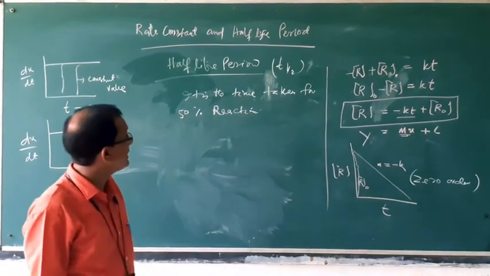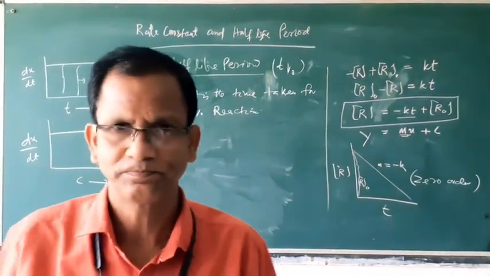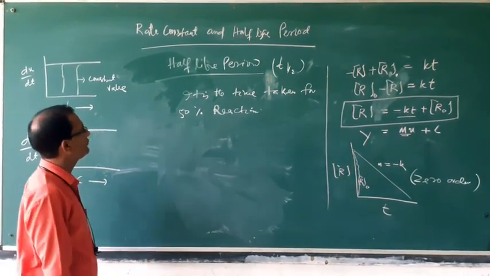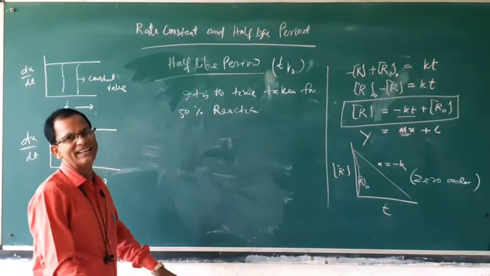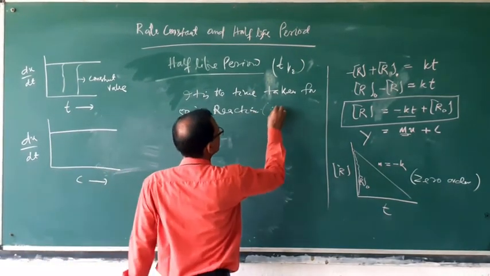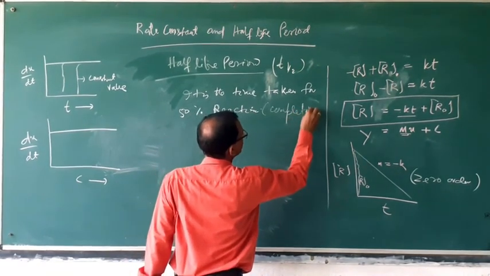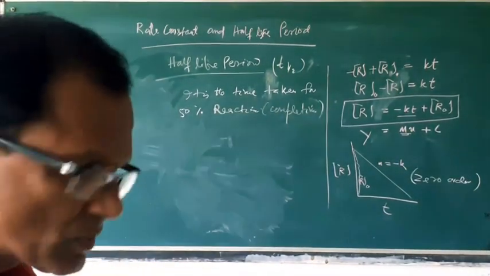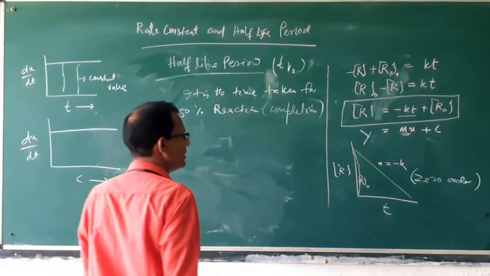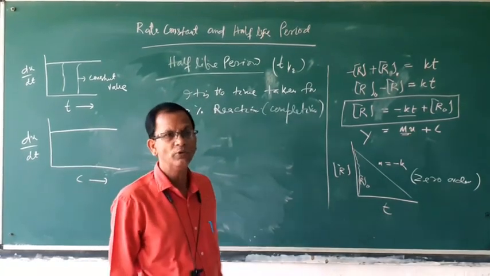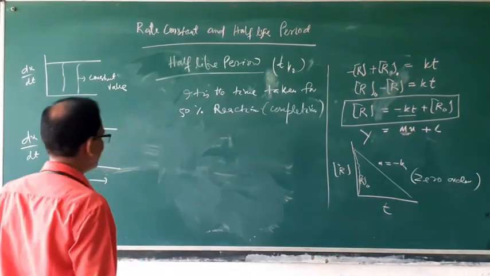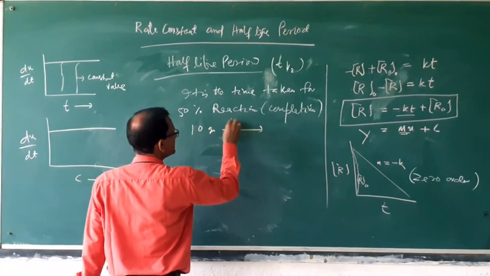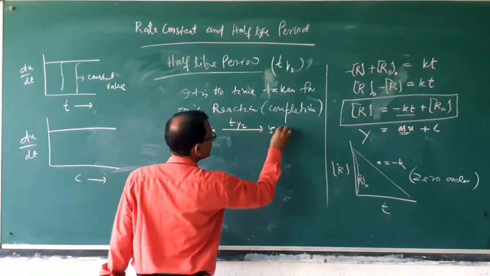What does it mean? Time taken for 50% completion. It is the time taken for 50% reaction, 50% completion. What does it mean? Suppose you have taken 10 gram, then how much time will it take to become 5 gram? Suppose you have taken 10 gram, then this time will be T-half to become 5 gram.